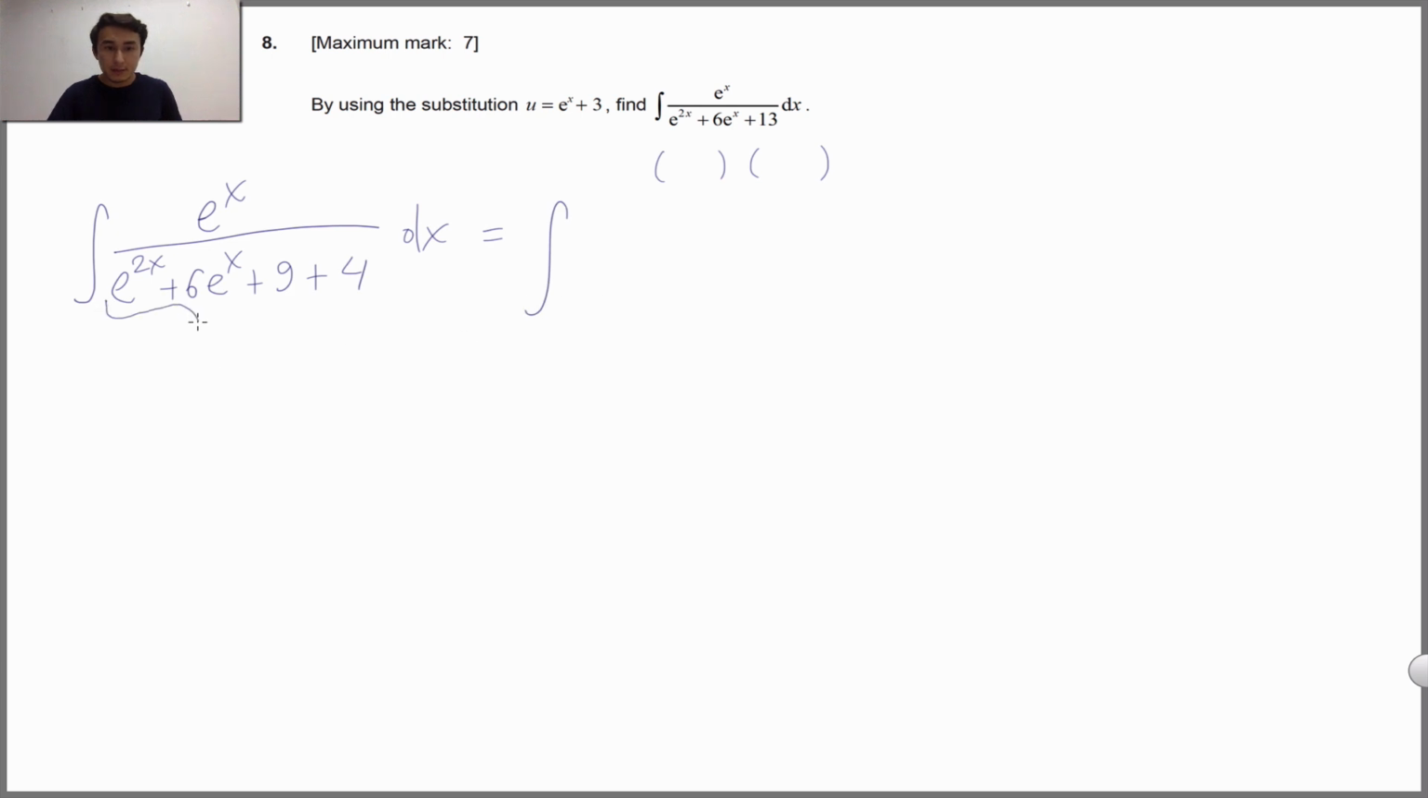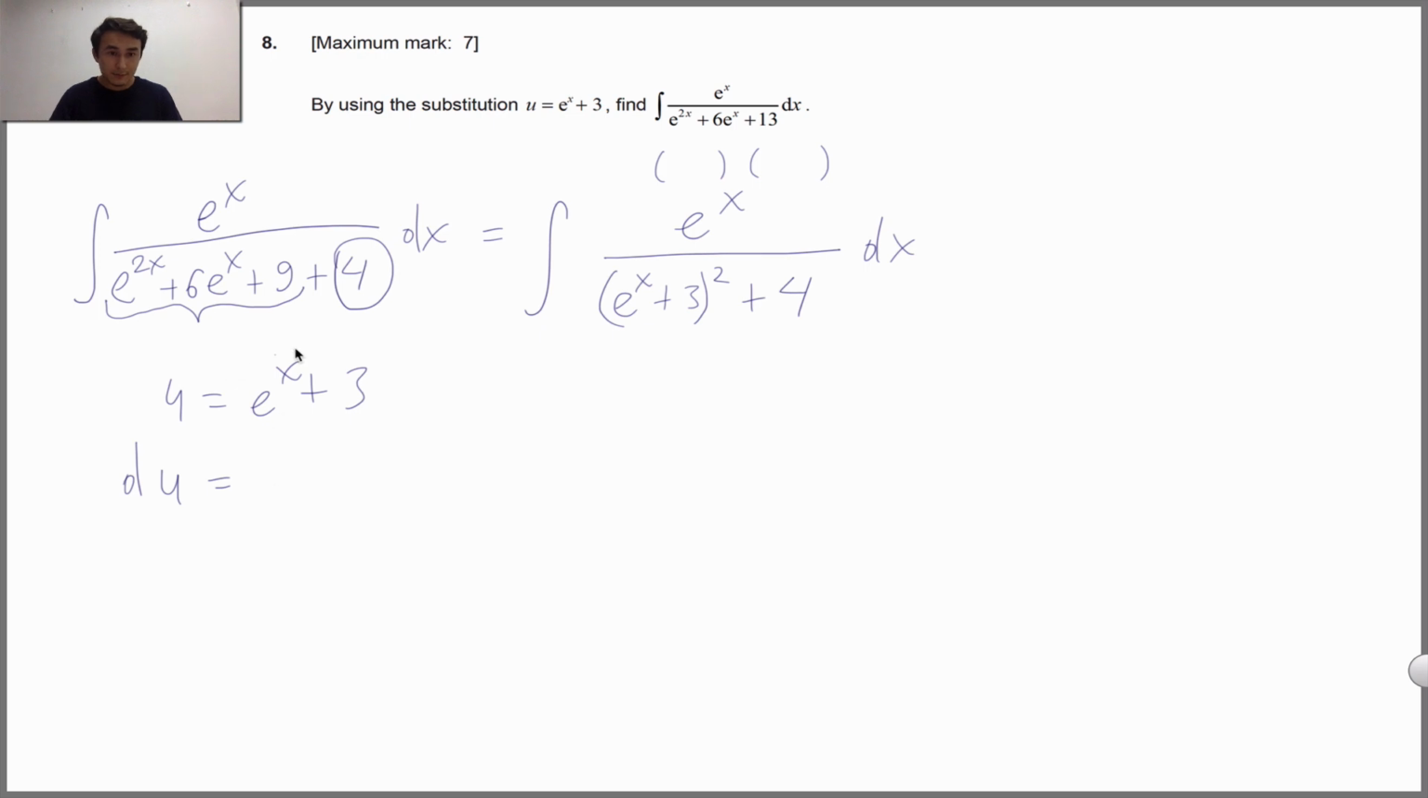The reason is these 3 numbers will give us something very interesting. It will become (ex plus 3) squared, and then plus, what's left here is plus 4, right? And then dx. Okay, now we have this substitution, which is u is equal to ex plus 3. From here we can find du is equal to, now what's the derivative of ex plus 3? It is simply ex, and then there's dx here, right? So ex dx is equal to du.